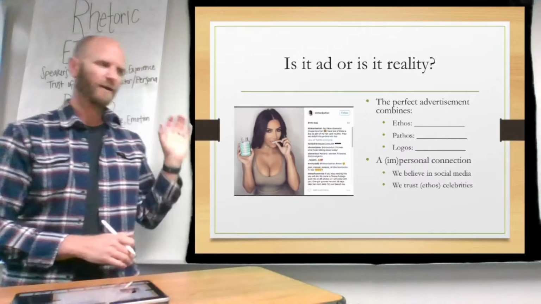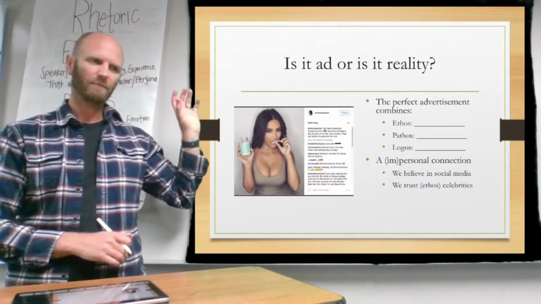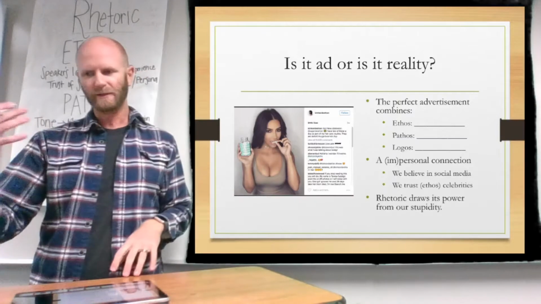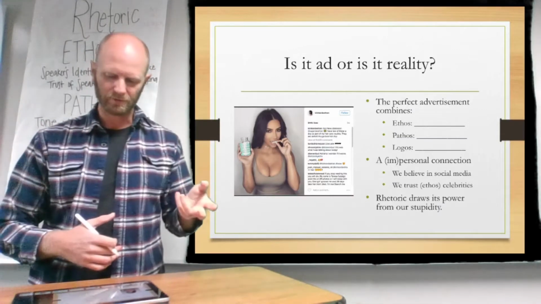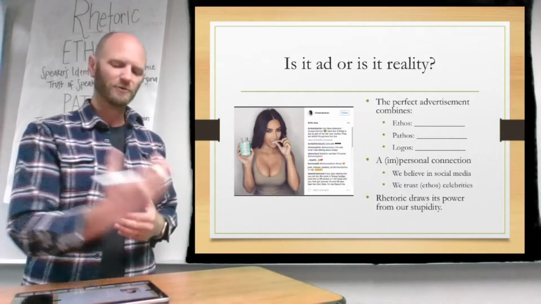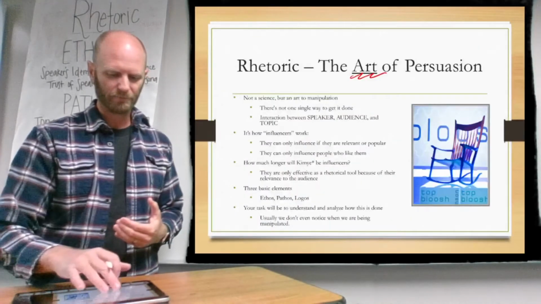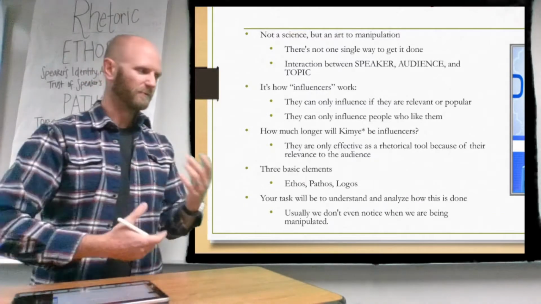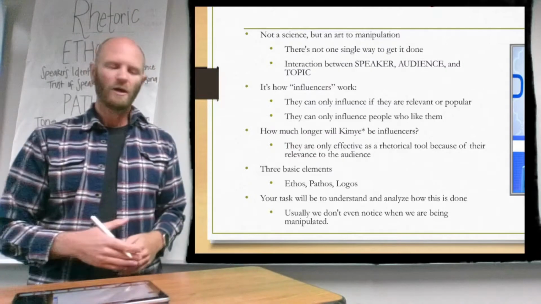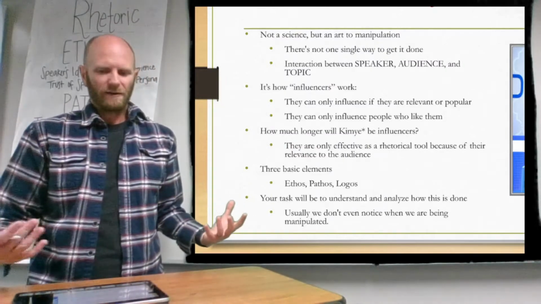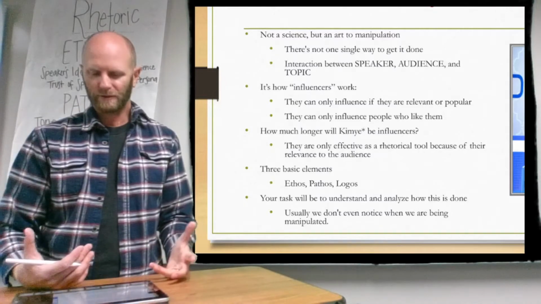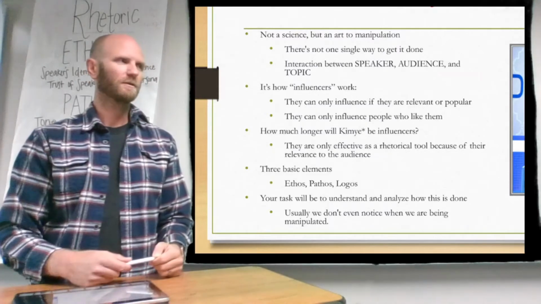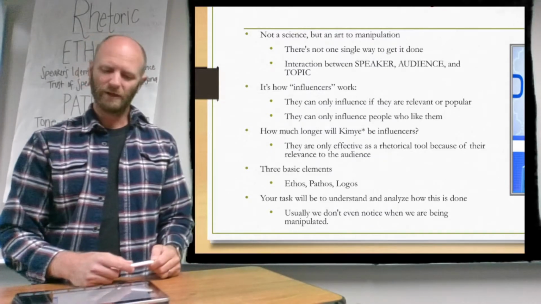So again, if we're thinking of who the speaker is, what sort of reaction she wants out of the audience and what her message is. Things like social media or social media influencers, as an example, they only work on a certain audience. If you're not in that audience, it will not persuade you. So again, think of how each generation there's different people that are popular or relevant or celebrities. Once their star starts to fade and they're not popular or relevant anymore, they don't really have any influence. So again, that question of how much longer will Kim Kardashian be relevant and be able to influence people? Hopefully not too much longer.